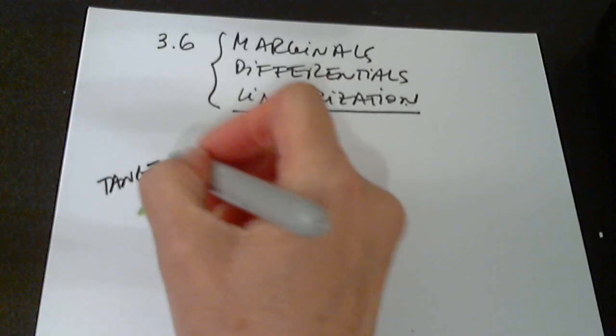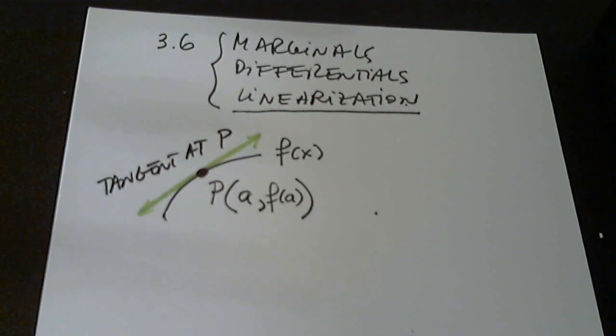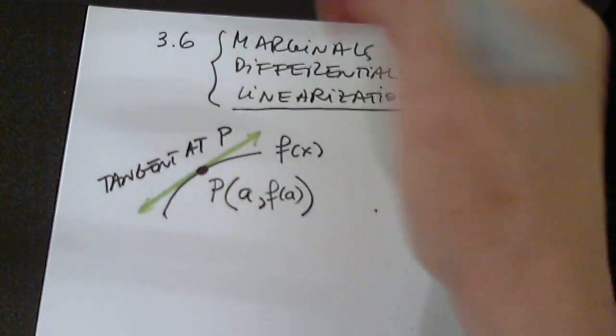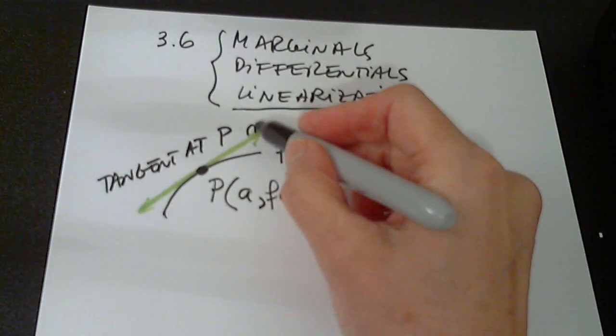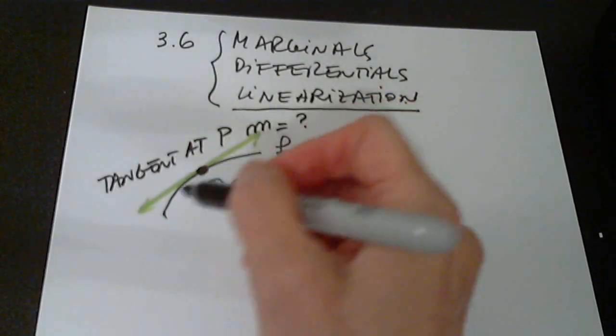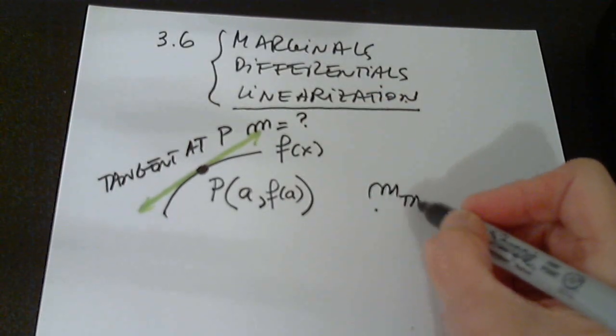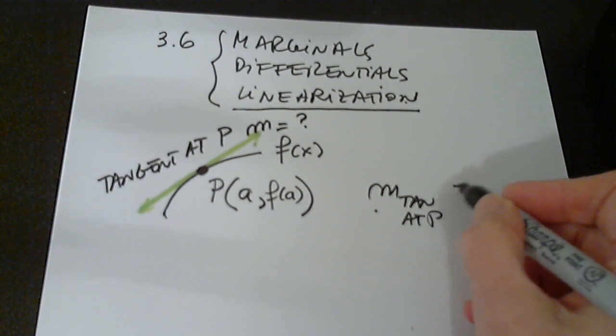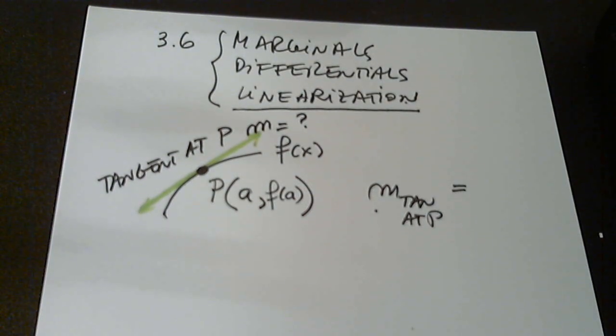Tangent at point P. Now, the next question is, what is the slope of this line? Can anyone give us the slope? The slope of the tangent at P. What will it be given by? The derivative? Thank you.